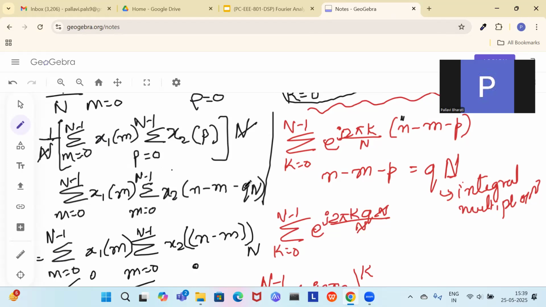Why are we writing it in this manner? Because capital N and small n are already there, meaning it is part of our DFT. So only m is left. That m is just for shifting. This one is just for shifting.